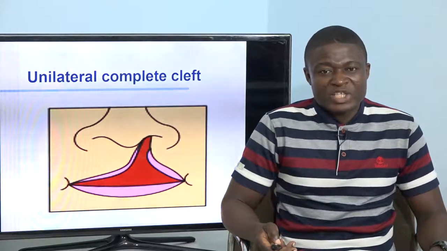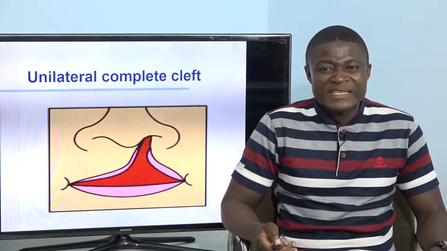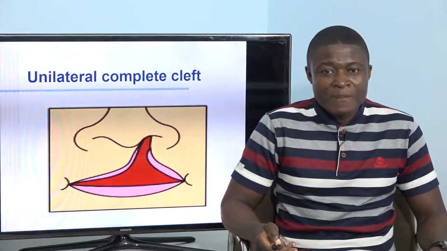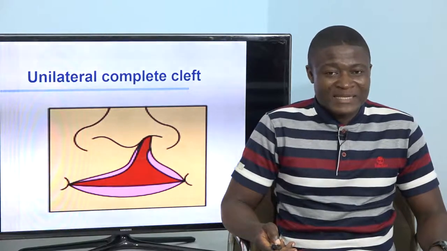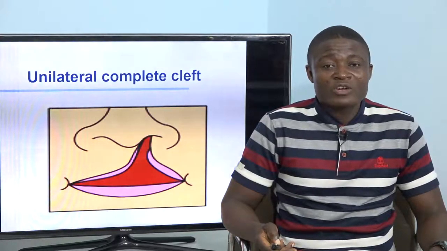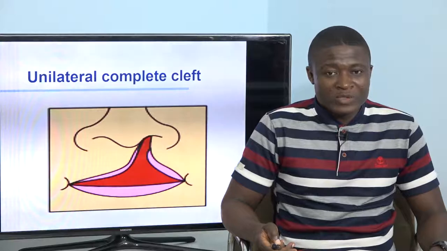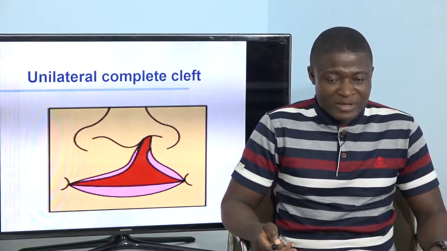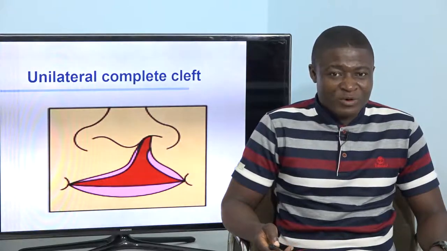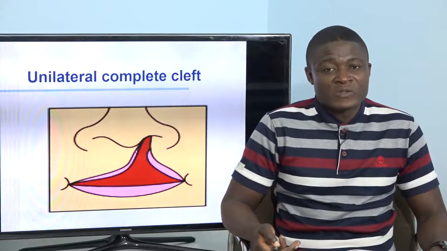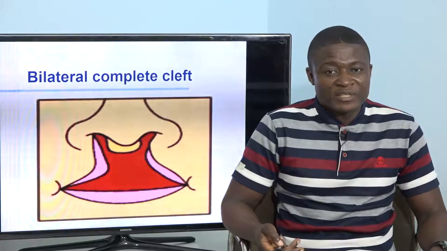Let's look at the second picture. This is a unilateral complete cleft lip. You can see the clefting is still on one side, the left side, and it has extended all the way into the nostril. So this is a complete cleft, but it is unilateral because it is one-sided. So, unilateral complete cleft lip.